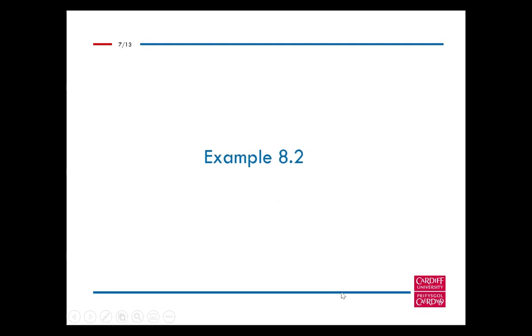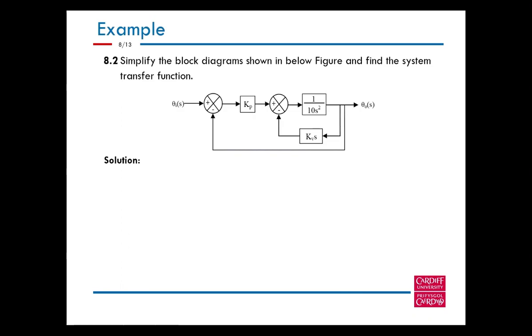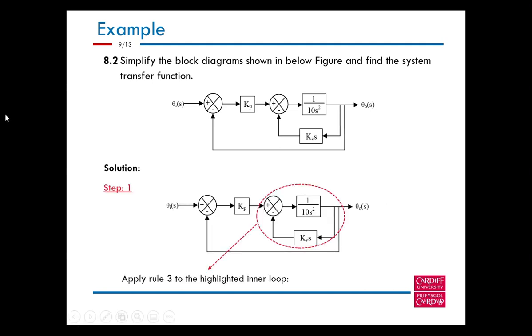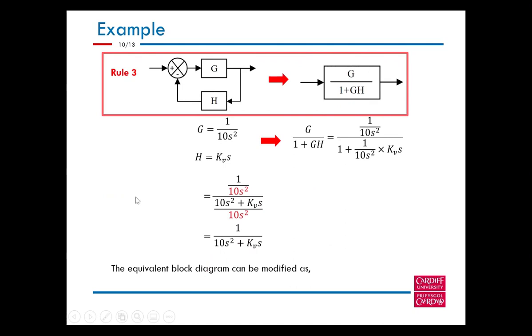And now let's discuss example 8.2. This one is slightly more complex. You will find 2 feedback loops in this block diagram. But we can further simplify it in individual steps. As a first step, we can observe there is a feedback loop in the red part here. So what we can do is similar to the previous solution: we can apply rule 3 again.